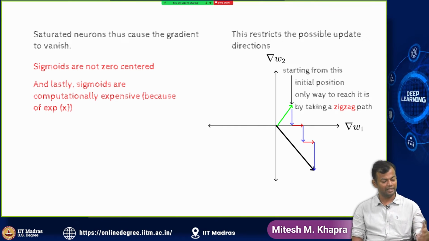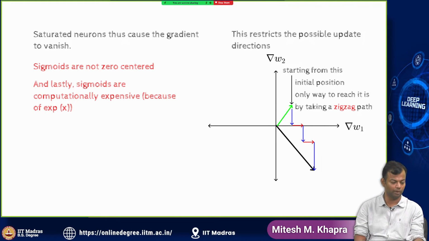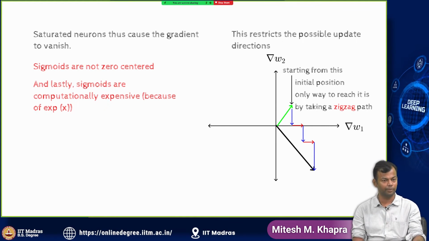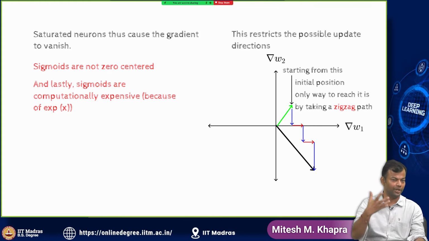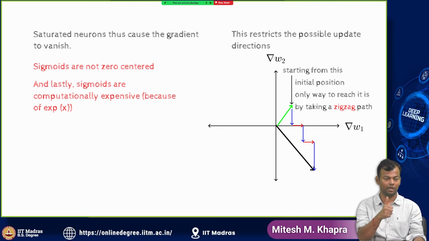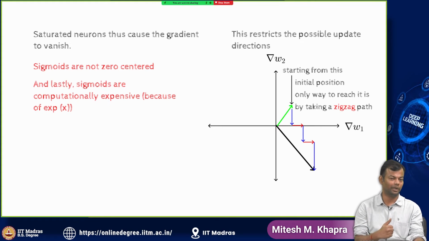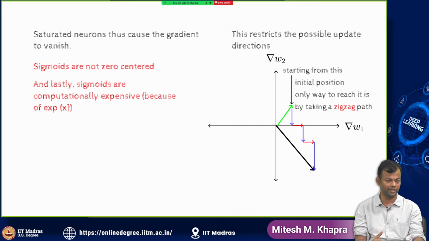And lastly, of course, sigmoids are computationally expensive because you have the exponent to compute. Of course, there are faster ways of computing it, but still it is a computation that you need to do. So that is the other reason. That is all about the sigmoid neurons and why they are not the most convenient activation function.